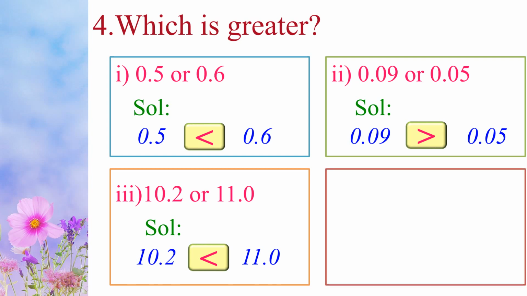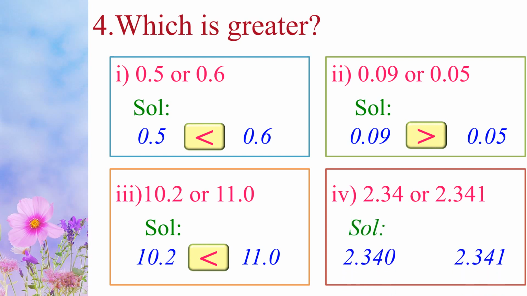The fourth one, 2.34 or 2.341. Here the whole part is the same. Also the tenths place and hundredths place are the same. By comparing the thousandths place, we get 2.341 is greater than 2.340.